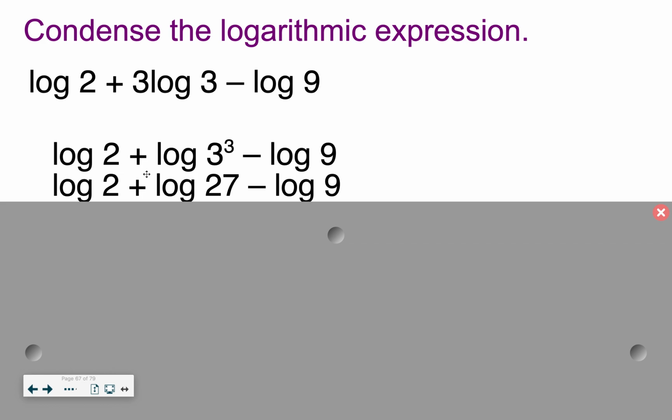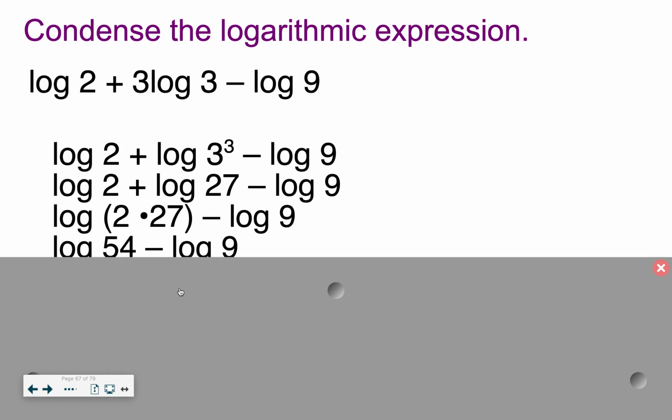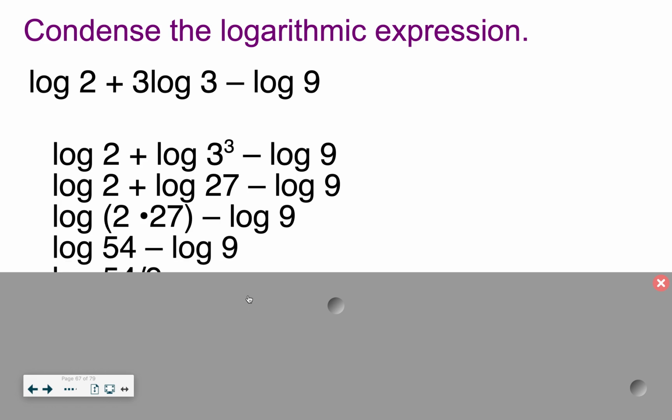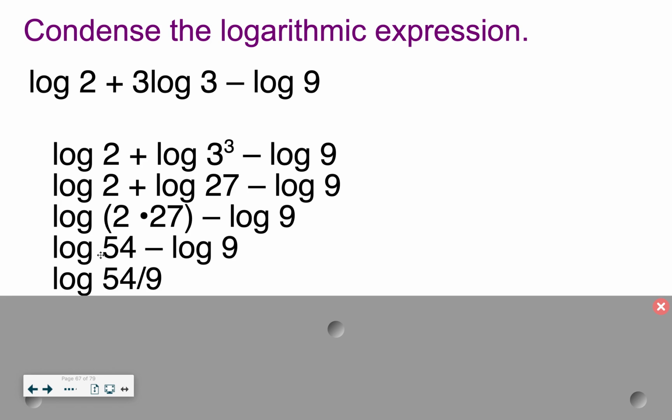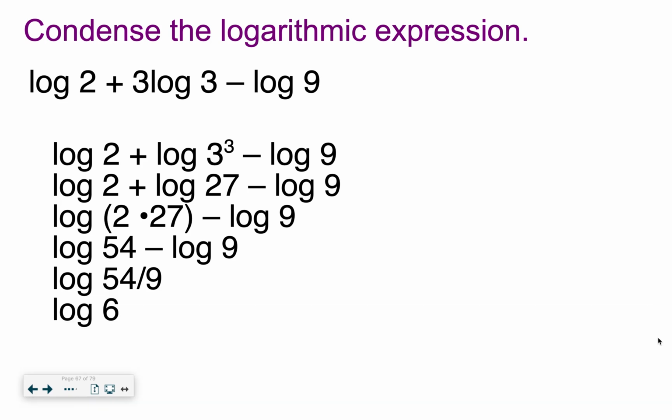So going from left to right, I'm adding these 2 logs, and when I add to condense, I would multiply. So 2 times 27, and I'll simplify that. 2 times 27 is 54. And last but not least, I have subtraction, and when you condense subtraction, you're going to divide. And so I condense those 2 logs into 1. 54 divided by 9 is 6. And then unless you can evaluate that, you can stop.